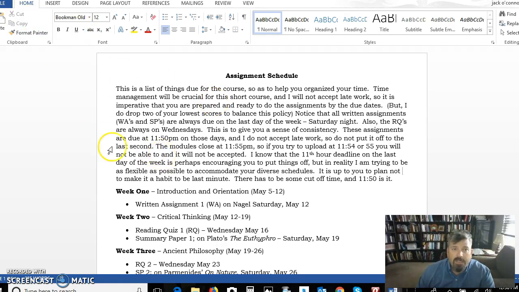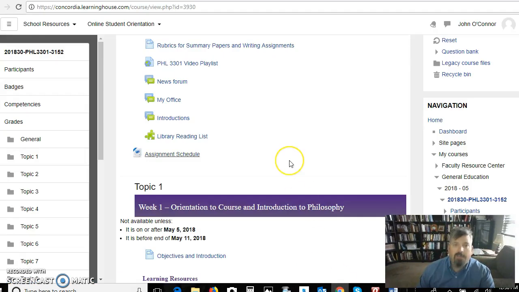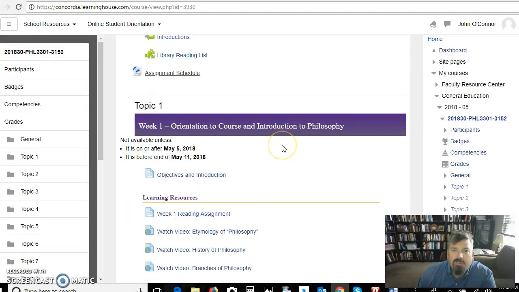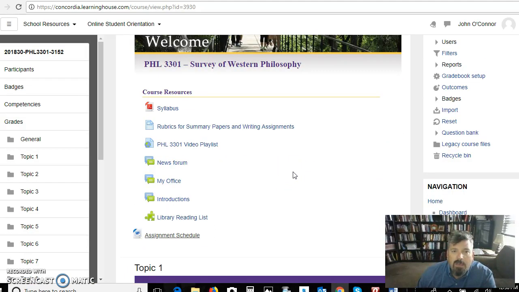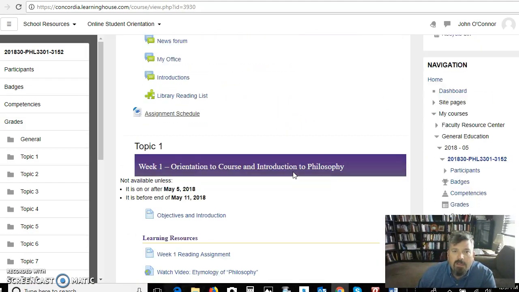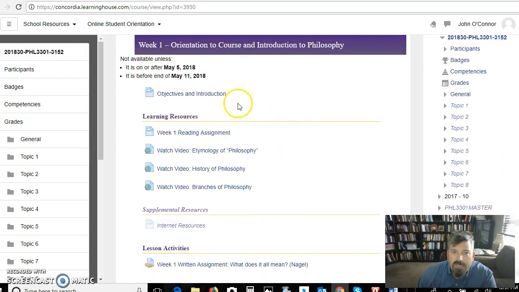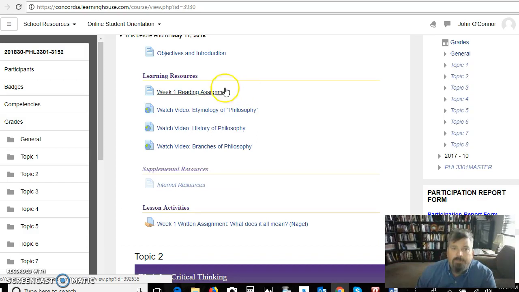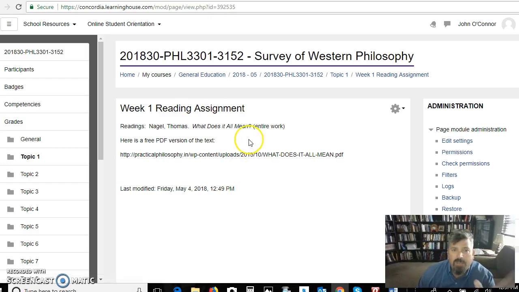Now, the other thing is, okay, how do I go back? Here, okay. So that was week 1. That's the orientation-y stuff. For week 1, here's basically how it goes. First, you have objectives and introduction, and that's going to explain, okay, here's what we're doing, and here's why. Then, under learning resources, you'll have your reading assignment, and this is just stating what I want you to read and the page numbers and all that.